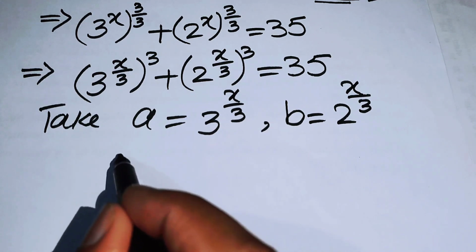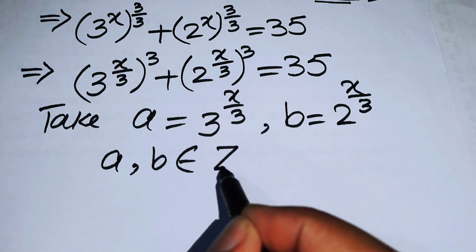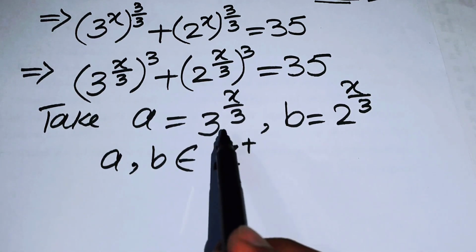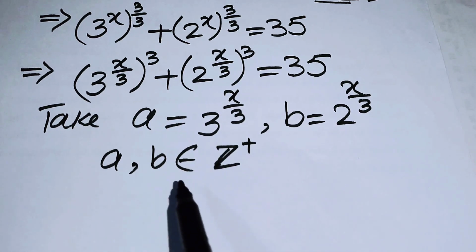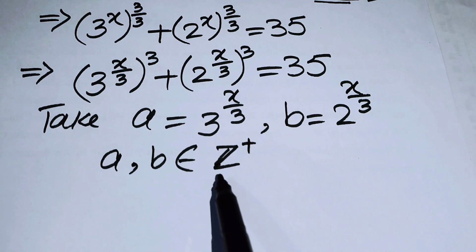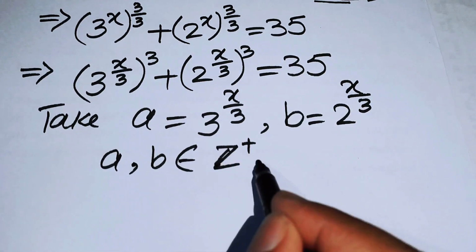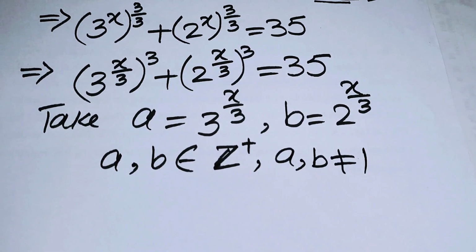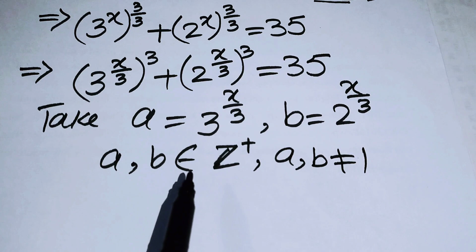So the conditions on a and b are, first, a and b are positive integers, because a and b both are real numbers, and they cannot give us a negative value, so they must be positive integers. And after that I can take the condition which is ab is not equal to 1, and now we proceed with the rest of the question.